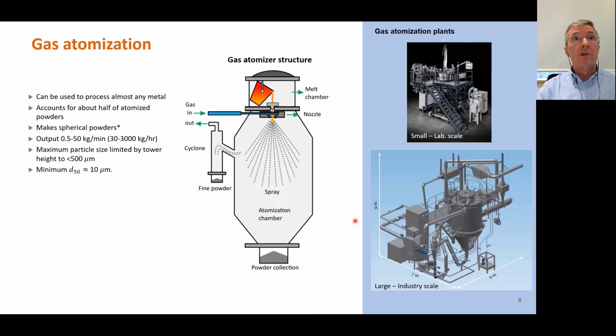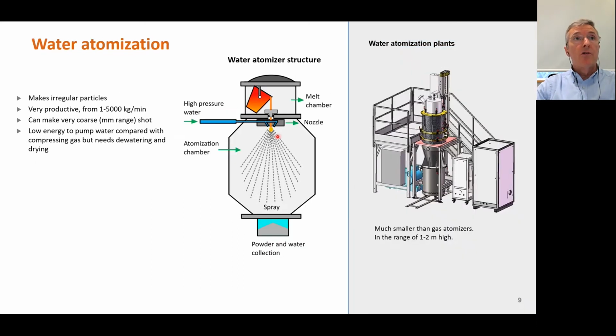In the case of water atomization, the structure is basically the same, except that you use high pressure water to produce the spray. And what you collect at the bottom is powder and water. So this is very compact. It's very productive. It accounts for about half of the atomized powders. It's very cheap because there's lower energy in compressing and pumping water as compared to gas, but you also need to dewater and dry.